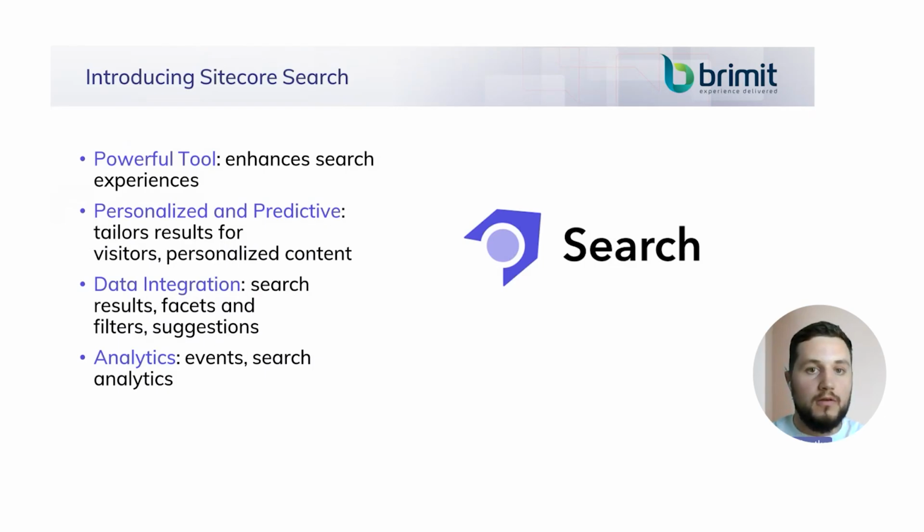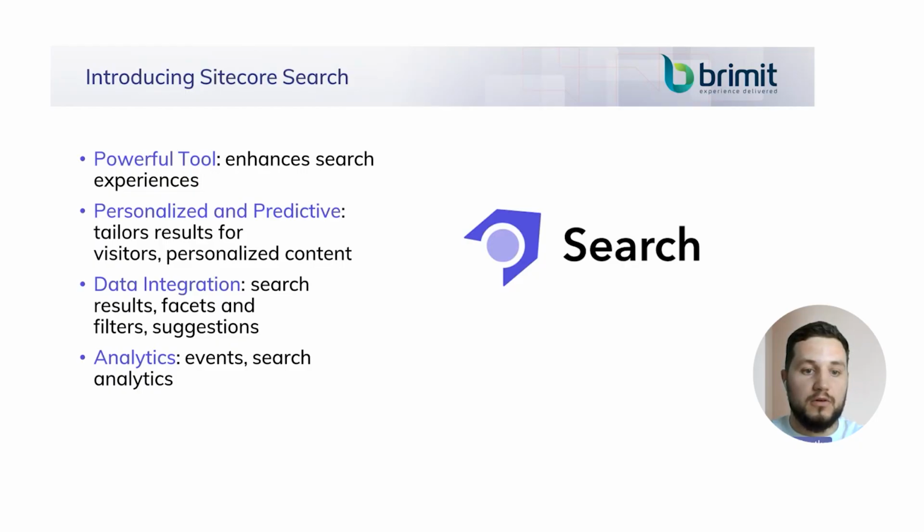Sitecore Search is a powerful tool that lets you create personalized and predictive search experiences for your visitors. It gathers data to improve the search process, such as search results, filters, and suggestions. You can also track what visitors do on your website and send this information to Search, allowing it to create personalized content and provide useful insights. Let's take a closer look at what Sitecore Search is and the features it offers.